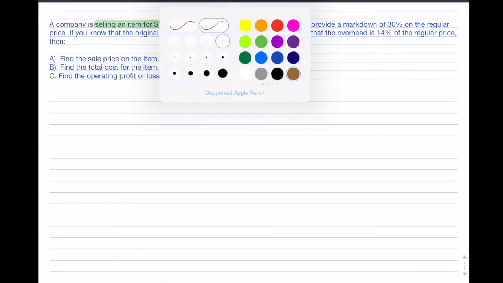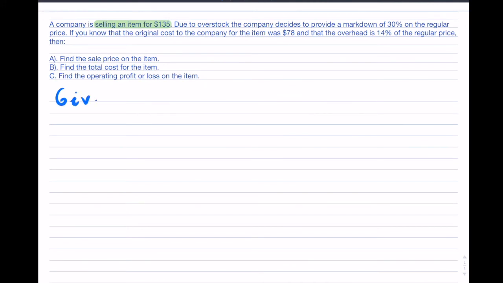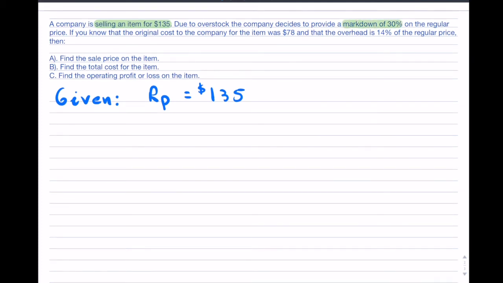So let's write that in here. I'm going to write given. So my regular price, or just S for selling price, is equal to $135. Now, due to overstock, the company decides to provide a markdown. So we have a markdown of 30%. Now that markdown as a decimal is D. If you change 30% back into decimal by dividing by 100, you're going to get 0.3.